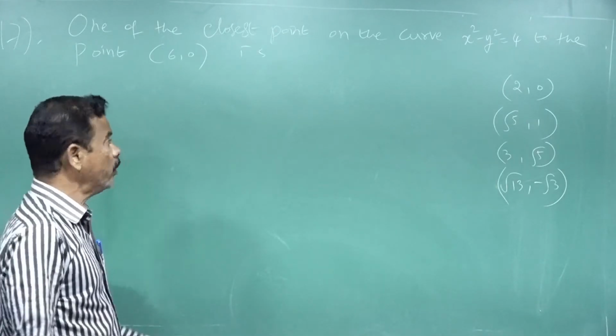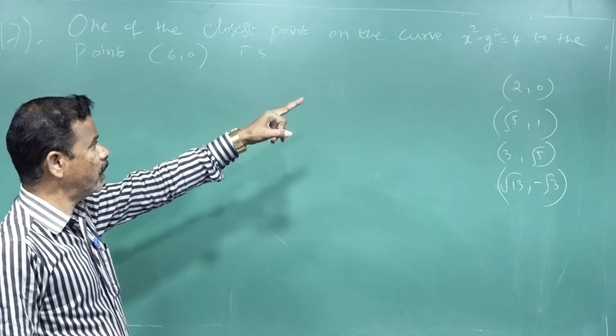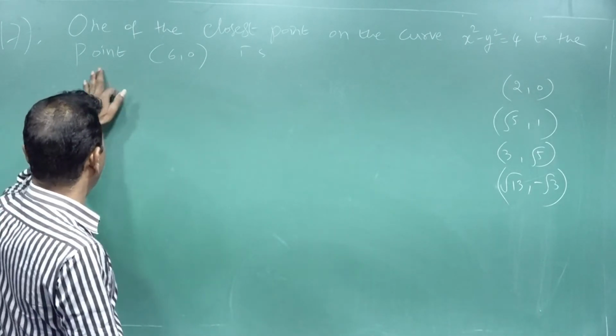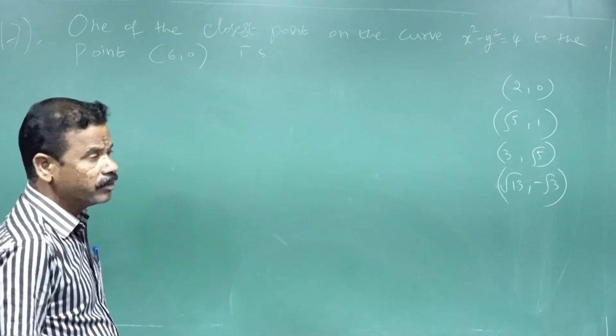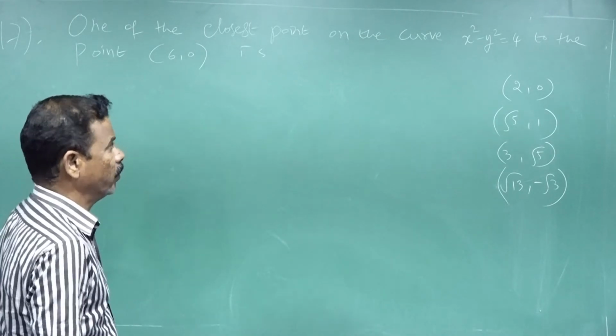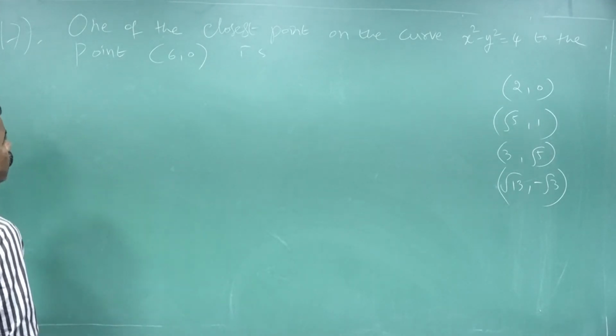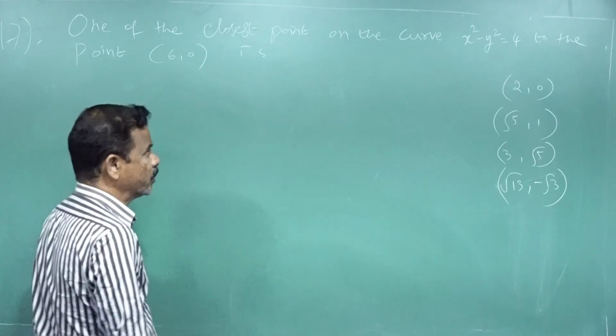Next, question 17. The closest point on the curve x square minus y square is equal to 4 to the point (6, 0) is. Four options are there. So which point is the closest to that curve? Closest point means nearest distance.